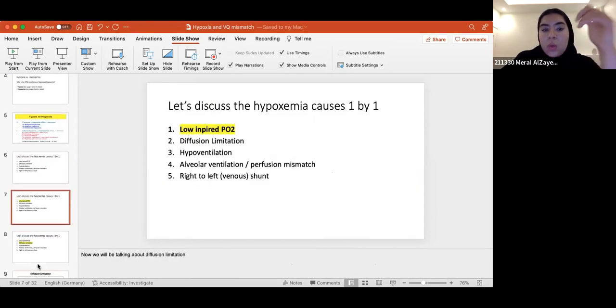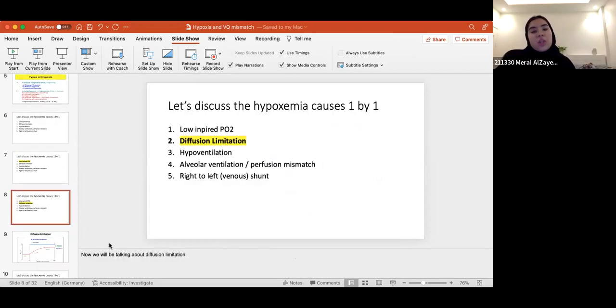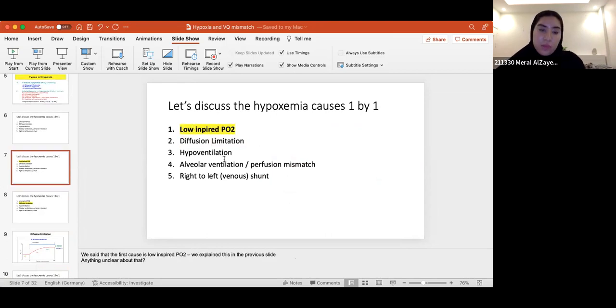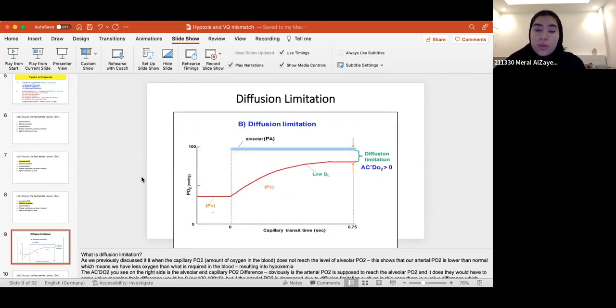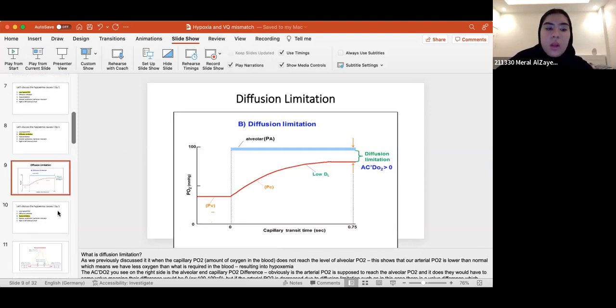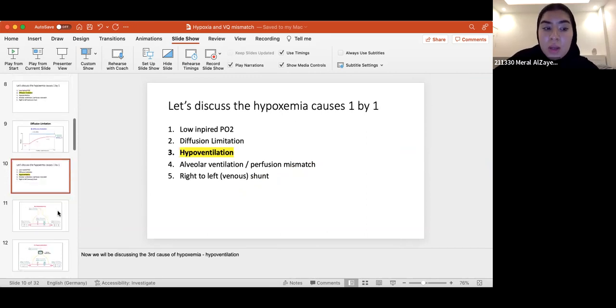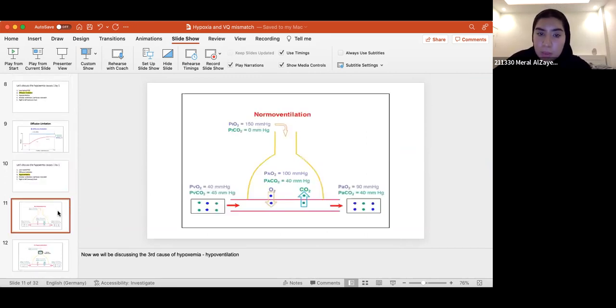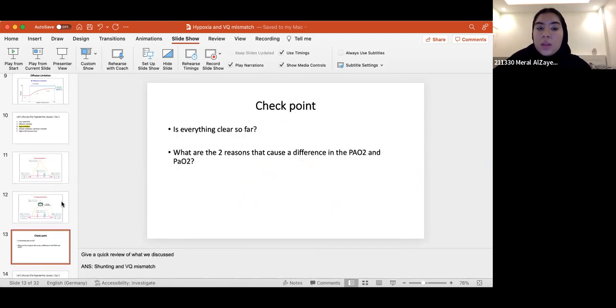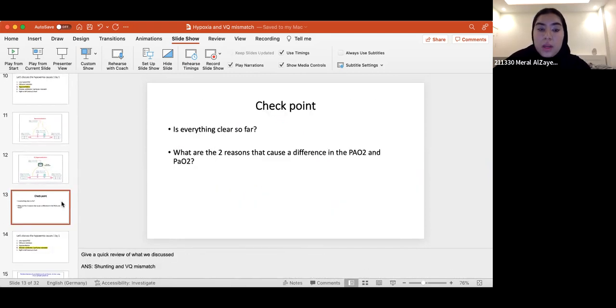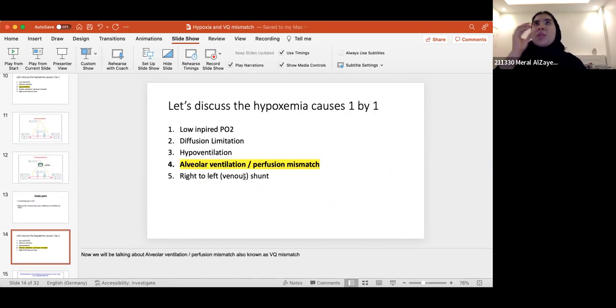We discussed them one by one. We talked about the low inspired partial pressure of oxygen. We told you guys you need to differentiate the low inspired oxygen from hypoventilation. We talked about the diffusion limitation and how the arterial partial pressure always needs to reach the alveolar partial pressure for there not to be a hypoxemia. We then discussed hypoventilation and how this can cause hypoxemia. We talked about VQ mismatch, which is the bulk of this lecture, and this is what you need to majorly focus on.